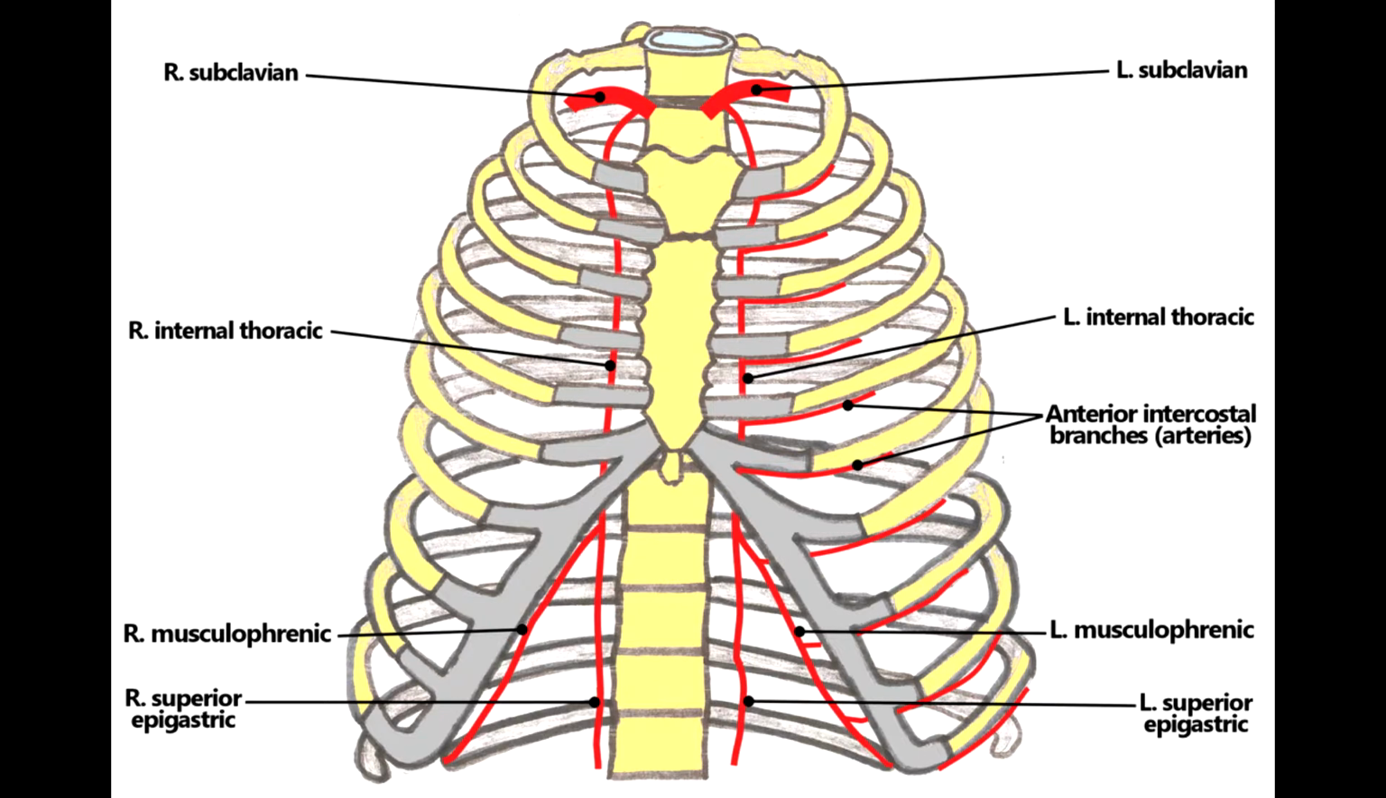The internal thoracic artery or internal mammary artery is another branch of the subclavian artery. It descends along the anterior thoracic wall, giving rise to the anterior intercostal arteries.